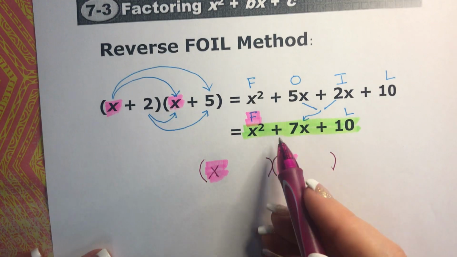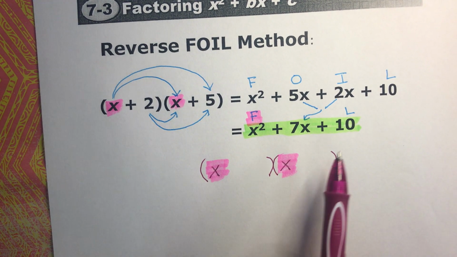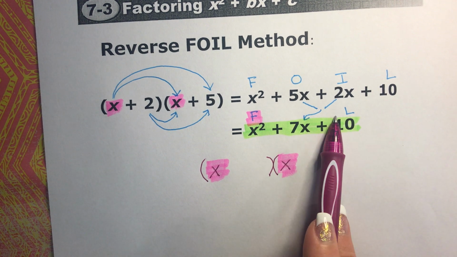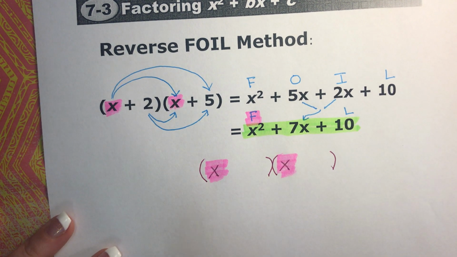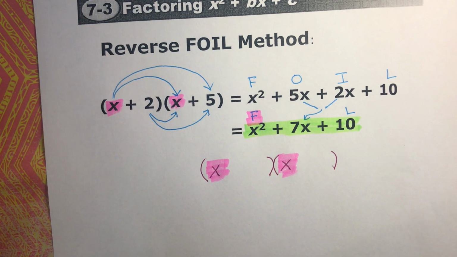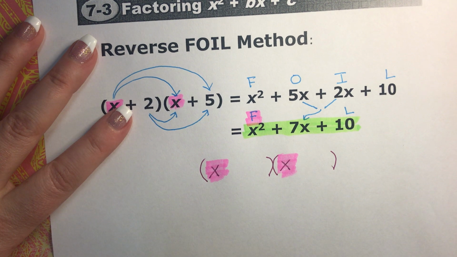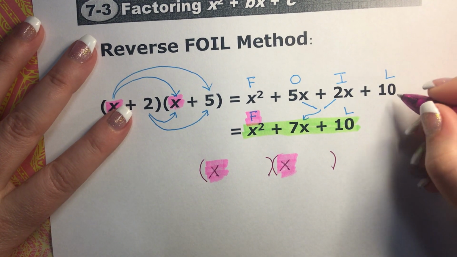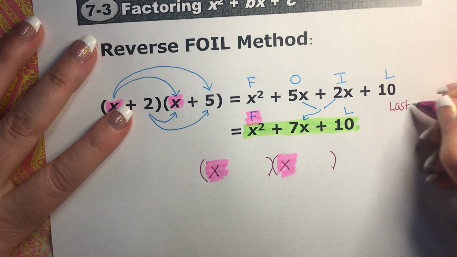So I'm going backwards, I'm working backwards. Okay, so that's easy. Just put the x and the x. Then let's look at the last. When you look at this, there's a couple of things you need to think about. There's actually two things to think about on the last term.